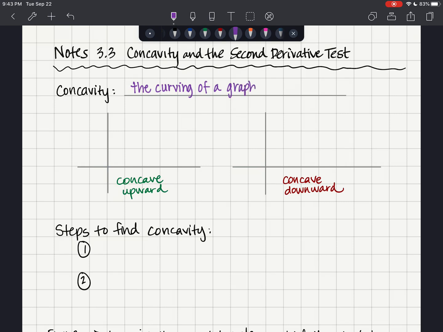Does the graph curve upward, or does the graph curve downward? Let's make that a little bit smoother. There we go. Downward.